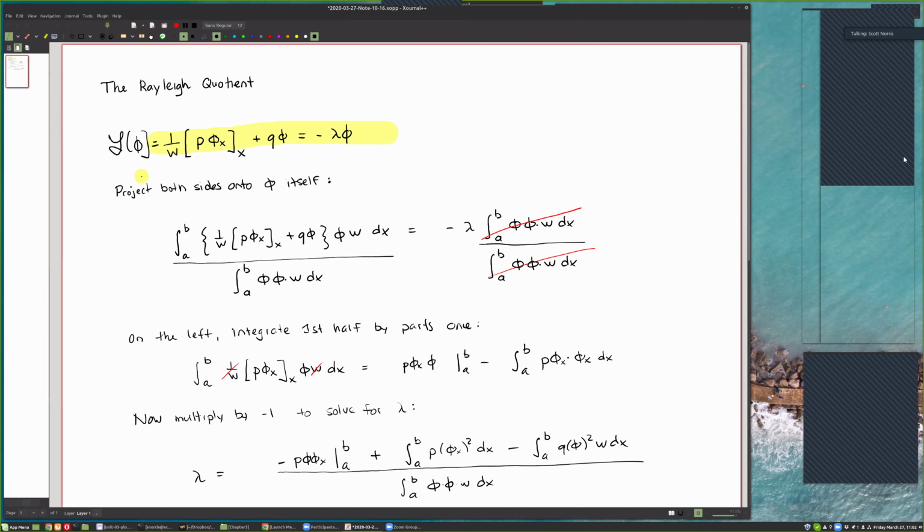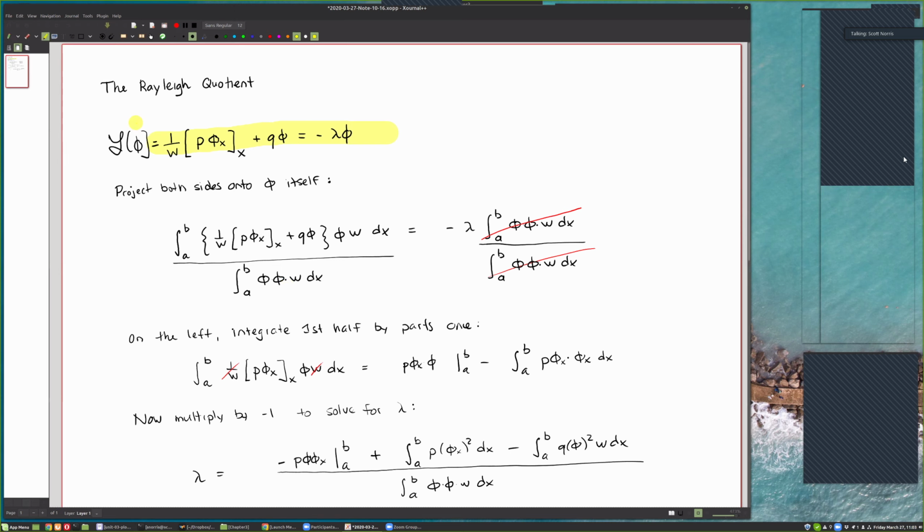Okay, and what we're going to do is take this equation, and it seems like a silly thing to do. We're going to assume that phi is an eigenfunction with associated eigenvalue lambda. This is the equation for the eigenfunctions, and we're going to project both sides of that equation onto one of the eigenfunctions itself. That involves taking the weighted inner product of both sides with phi, divided by the weighted inner product of phi with itself. And so that's what I've done here.